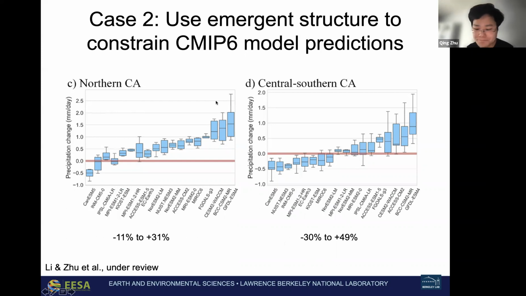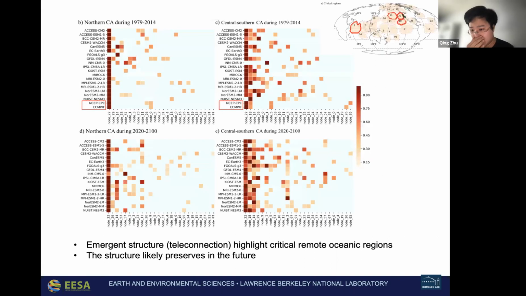So the question here is, how can we confidently reduce the uncertainty range for the future projection? So the idea here, we make this assumption that if we see a causal structure or emergent structure from the observation for the historical period, and we also see that in the model, and plus, we also see that structure conserved in the future, then we can use that causal structure to confidently reduce the future projection uncertainty.